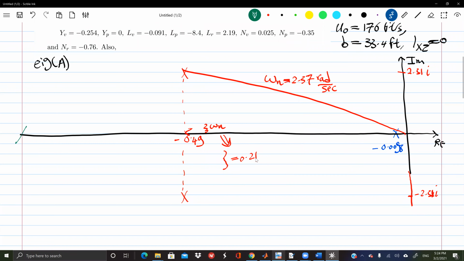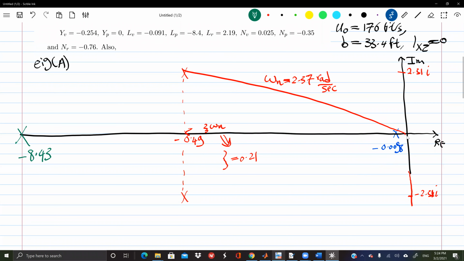The 4th eigenvalue is here, very far. Again, this is not to scale, and this is negative 8.43. So it's very far from the imaginary axis, relatively. So how many modes, when you look at this picture, how many modes?